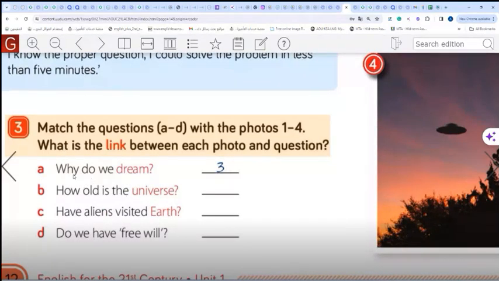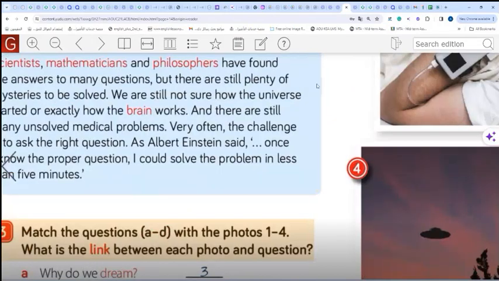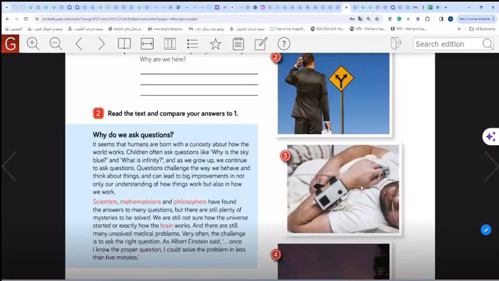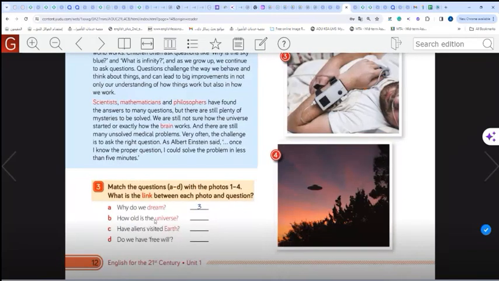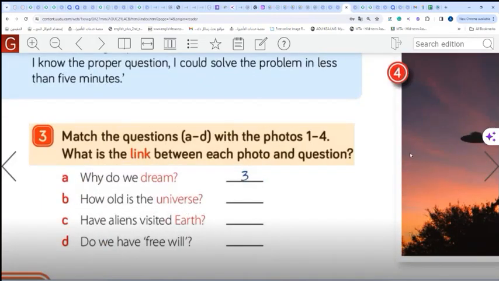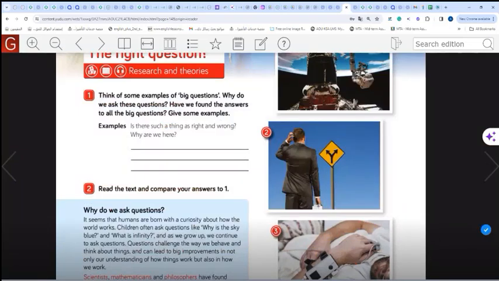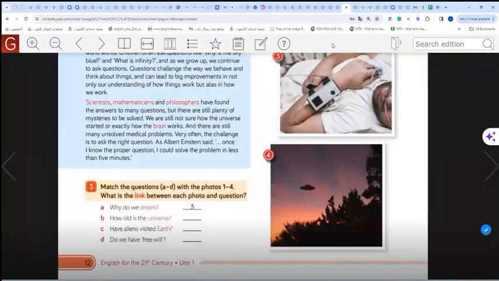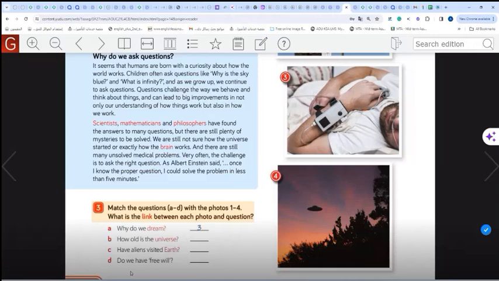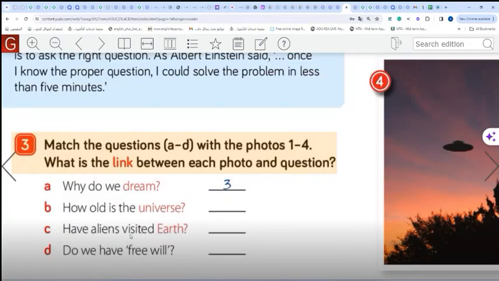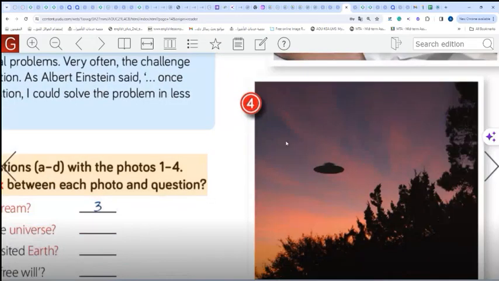For example, why do we dream? Which photograph? Number 3. Yes, right. Then how old is the universe? Is it 1, 2, 1, or 4? 1. Okay. Number C. Have aliens visited the Earth? What do you mean by aliens? 4. Okay. Picture number 4. Yes, aliens. So it's number 4.